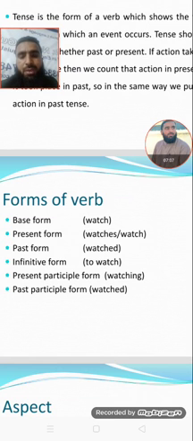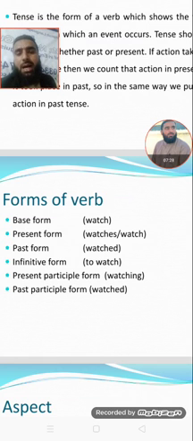The first one is base form of verb. The second one, present form of verb. The third, past form of verb. The fourth, infinitive form of verb. The fifth, present participle form of verb, which is called the ing form of verb. And the sixth, past participle form of verb.